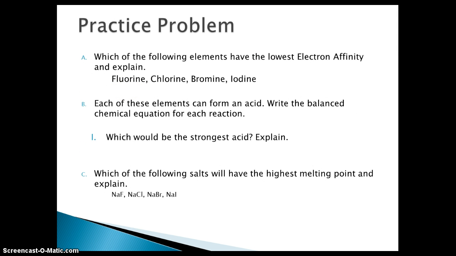Now we're going to do some practice problems. A. Which of the following elements has the lowest electron affinity, and explain? Fluorine, chlorine, bromine, or iodine? B. Each of these elements can form an acid. Write a balanced chemical equation for each reaction. I. Which would be the strongest acid? Explain. C. Which of the following salts will have the highest melting point, and explain?